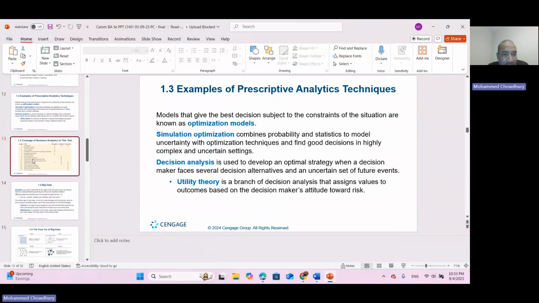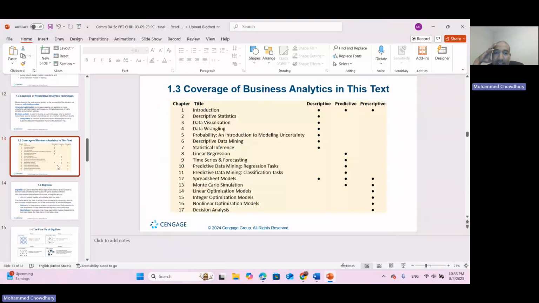now this slide number 13 is very important. In this slide 13, all 17 chapters are categorized in descriptive, predictive, and prescriptive analytics format. Chapter 1 through chapter 7 are all known as descriptive. In the introduction, which is chapter 1, there is some mention of predictive and prescriptive, so some mention of what is predictive analysis and what is prescriptive analysis.